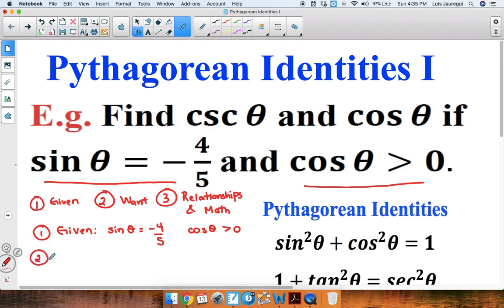Now for step 2, we want to identify what we want. In this case, we're interested in two things. We want the value for cosecant of theta, and we also want the value for cosine of theta.